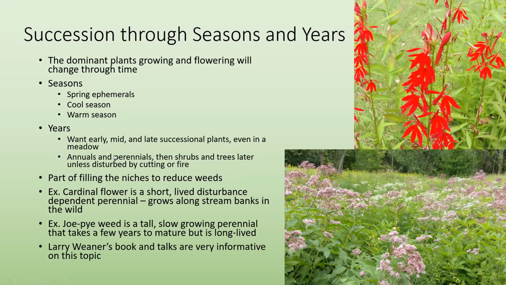And over the years, obviously, if you did nothing, you'd get a lot of annuals and perennials at first, and then more shrubs and trees later, unless you manage them in some way. Which really just depends on what your goal is. If you want to grow a woodland, then that's great. But if you want to keep a meadow, maybe it's under a power line or something, then you'd want to think about where you want that. I think Larry Weaner's book, Garden Revolution, is a really great book on this topic, and he's done a lot of talks about this too.